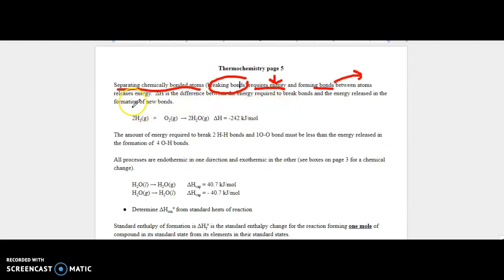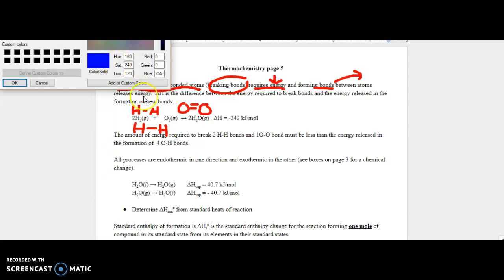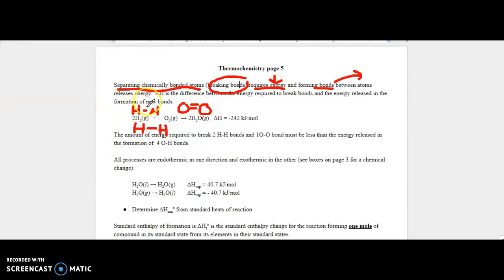So if we look at something like H2O formation, we have an H to H bond, and then we have another H to H bond, and then we have a double bonded oxygen. In order to make water, we have to break those bonds. So what I'm going to do is come in and break that one. I break this H to H bond, I have to break this H to H bond, and I have to break these two double bonds here. But then what I get is an OH bond.